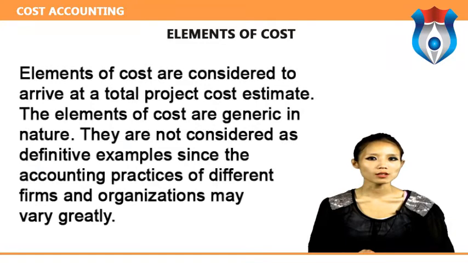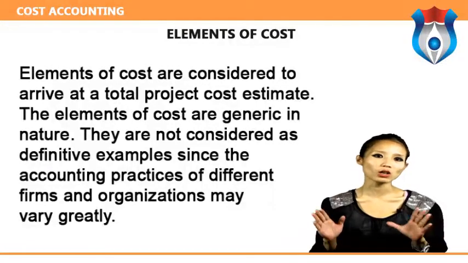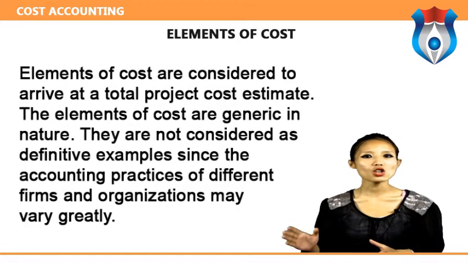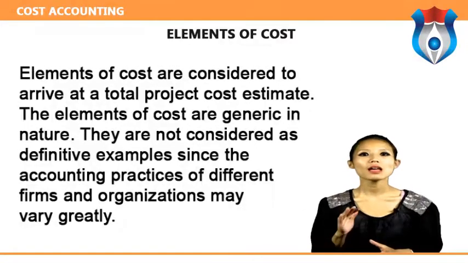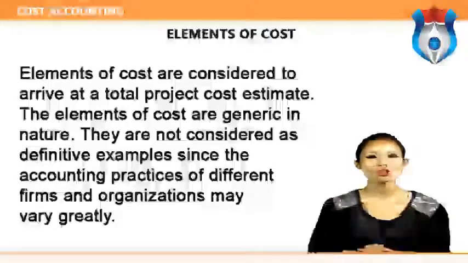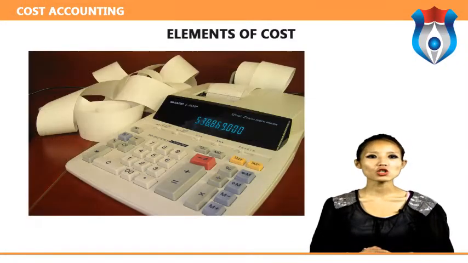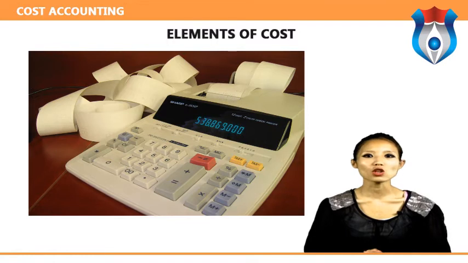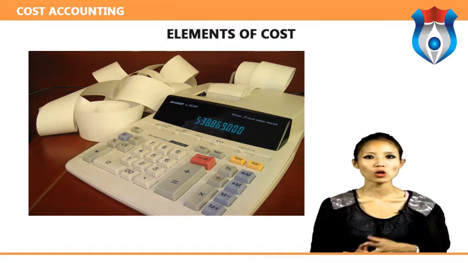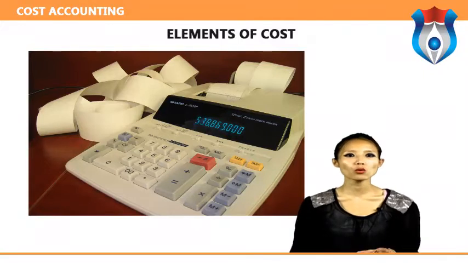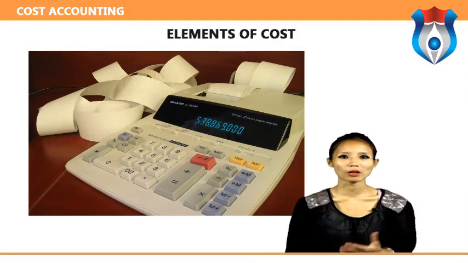Elements of cost are considered to arrive at a total project cost estimate. The elements of cost are generic in nature. They are not considered as definite examples since the accounting practices of different firms and organizations may vary greatly. The definition of the cost parameters is usually not the responsibility of one department of the organization. The main aim is to give an idea of the various components that are included in the total project cost.